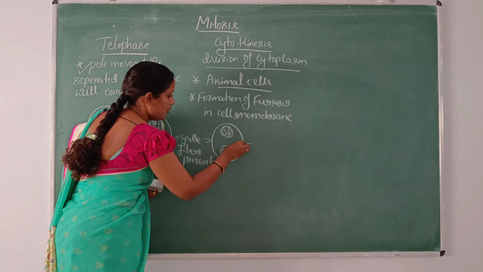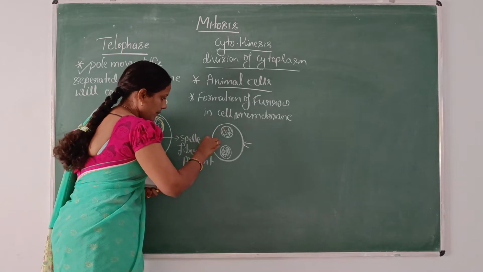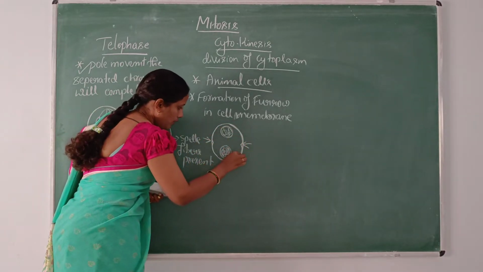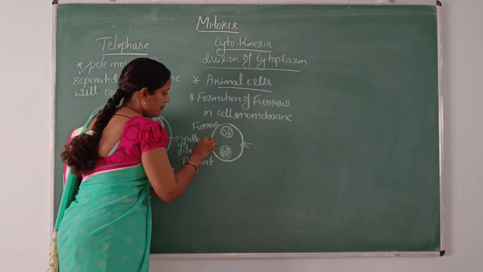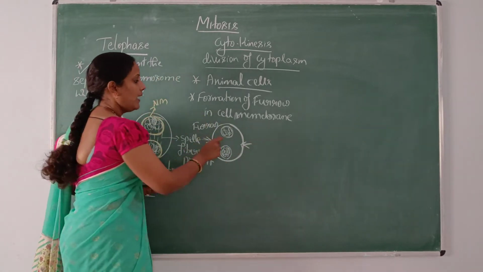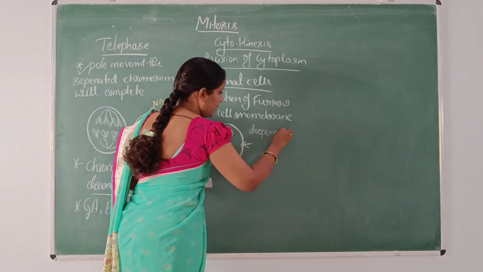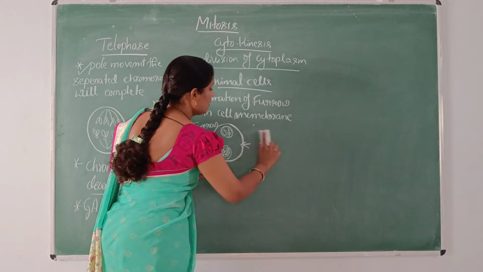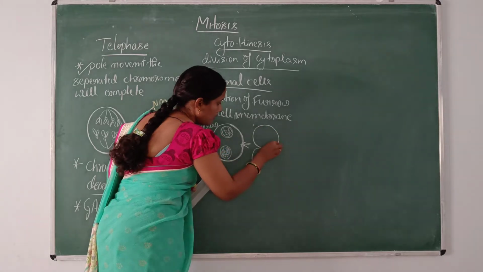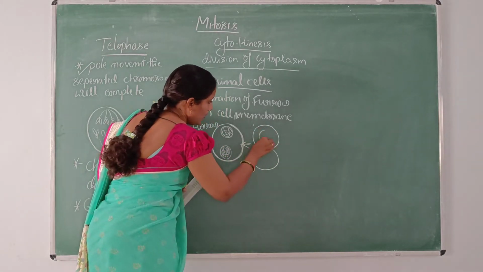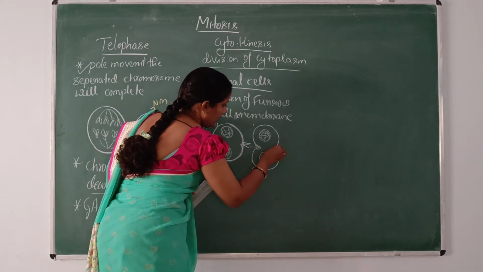To begin with cytokinesis, from both sides of the plasma membrane there is a formation of a furrow. This is the furrow. The furrow will be formed from both sides and will get deeper, like this. Here is one nucleus and here is one more nucleus. So the furrow will get deeper.